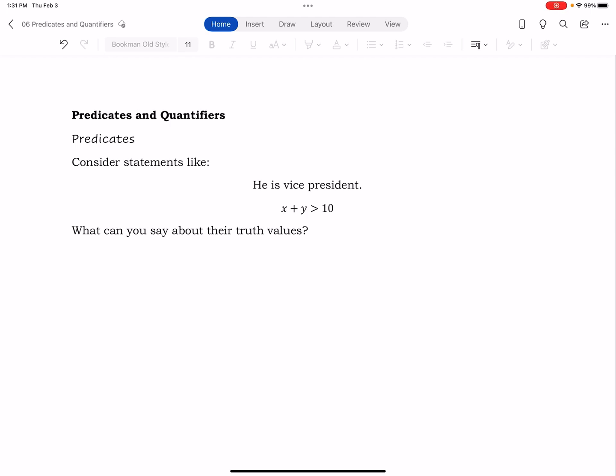So as we continue the logic, we want to talk about predicates and quantifiers. If we think about statements like "he is vice president" and "x plus y is greater than 10," when you initially see those statements, you can't make a decision about whether they're true or false, because you don't know who the "he" is referring to, or you don't know what the values of x and y are. And so a predicate is a statement that involves a variable.